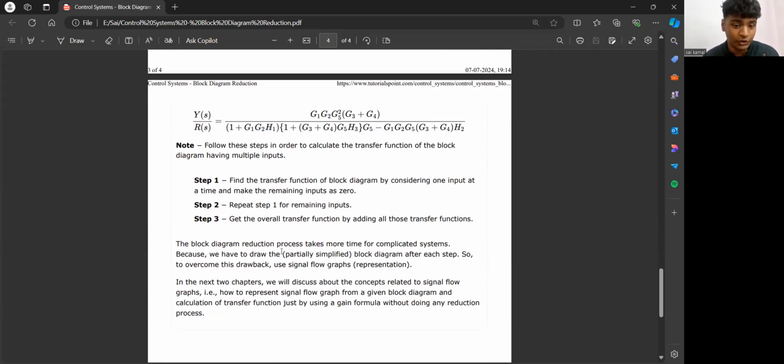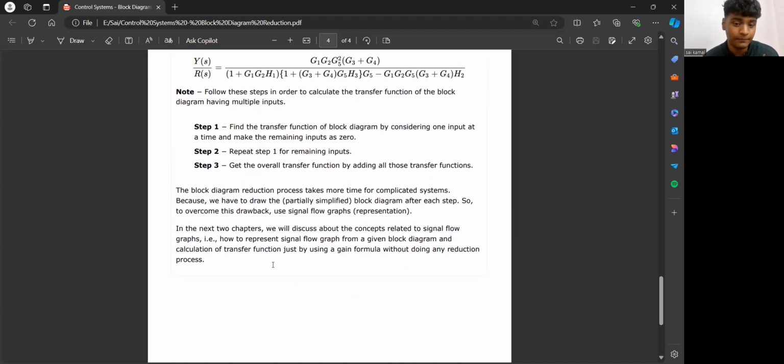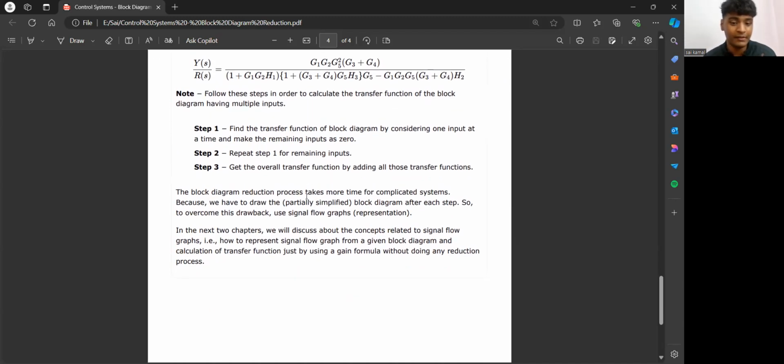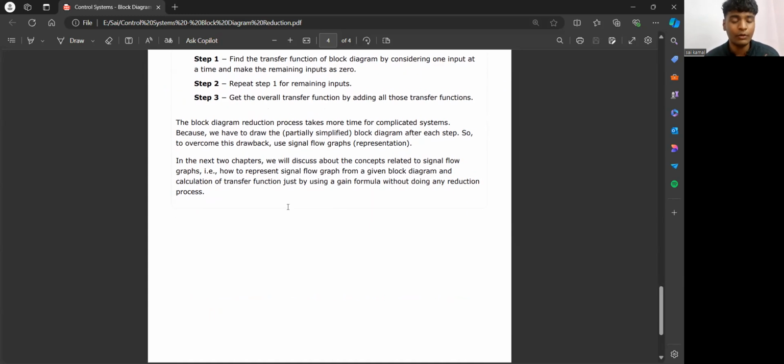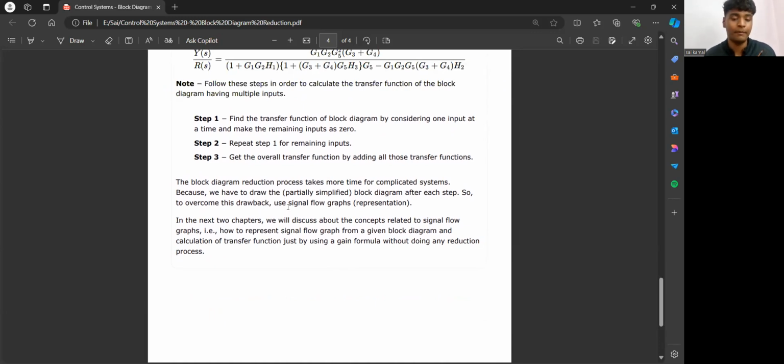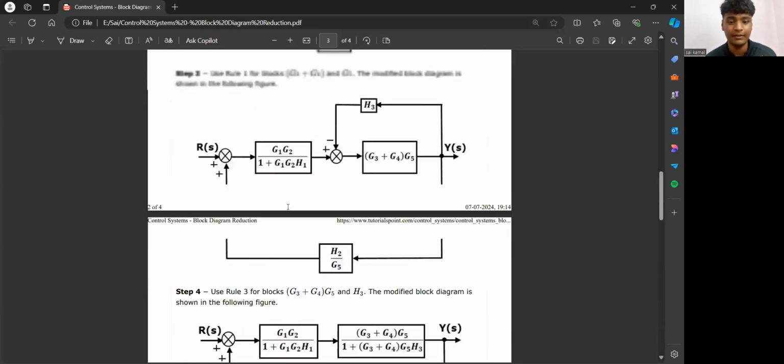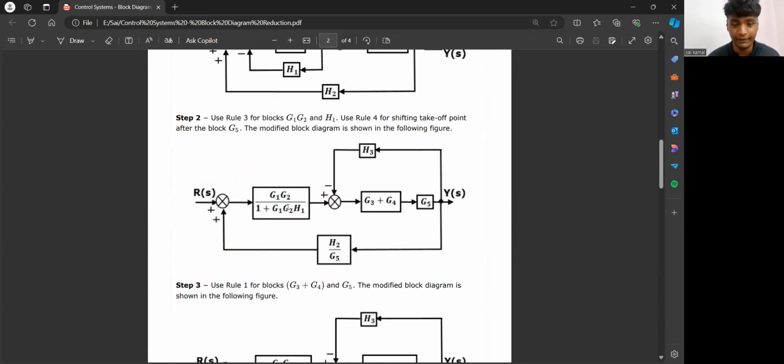To overcome this drawback, use signal flow graphs. We will discuss this topic after this topic, but we don't have that much time, so we will discuss it in another video. Signal flow graphs make it easier compared to the block diagram.